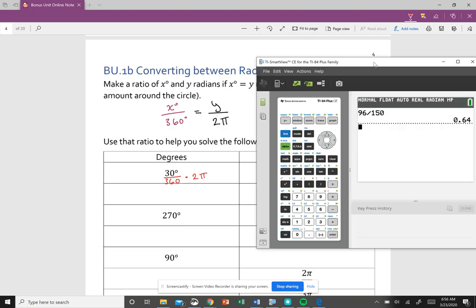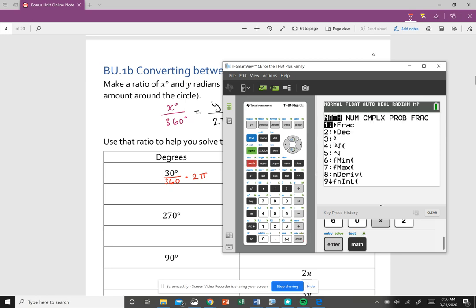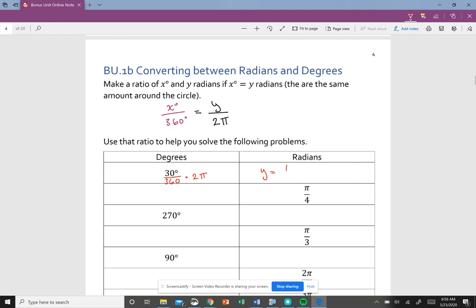Okay. Now I'm going to type 330 divided by 360 times 2. Notice I don't put the pi in because pi is part of radians. Now I hit enter. Ooh, that's a gross fraction, so I press math, enter, enter, and I get 1/6. So this is going to be pi/6, because remember, I didn't type in the pi, so then I have to put the pi in.